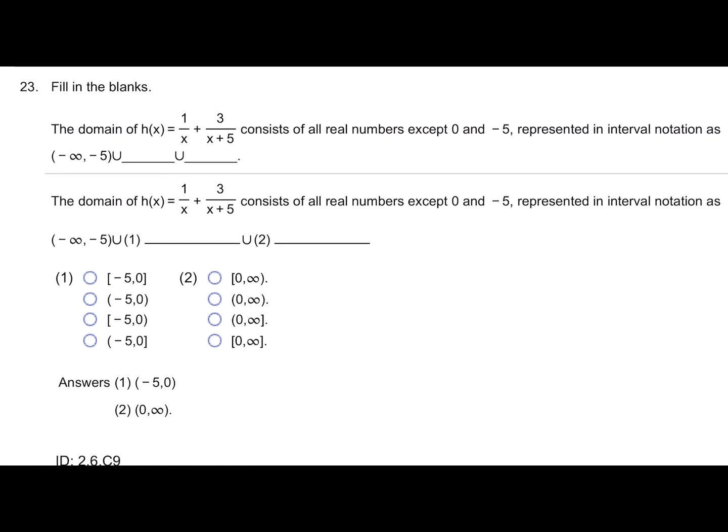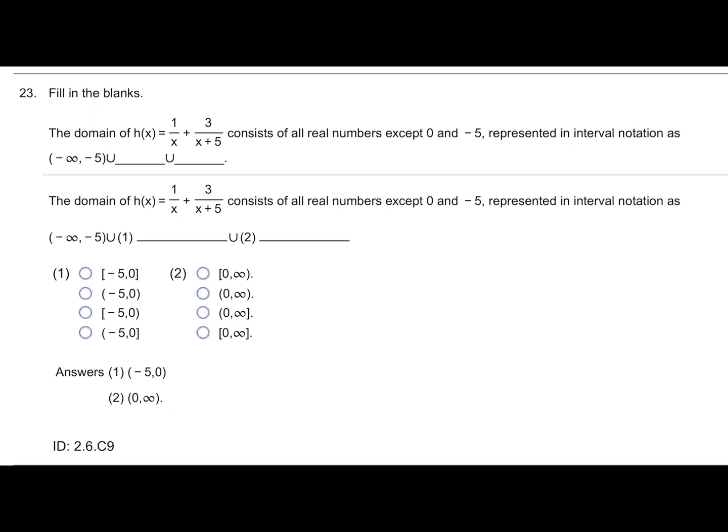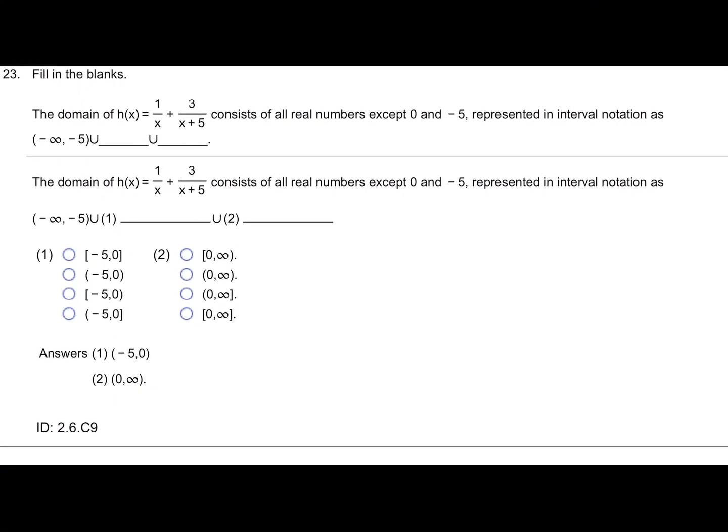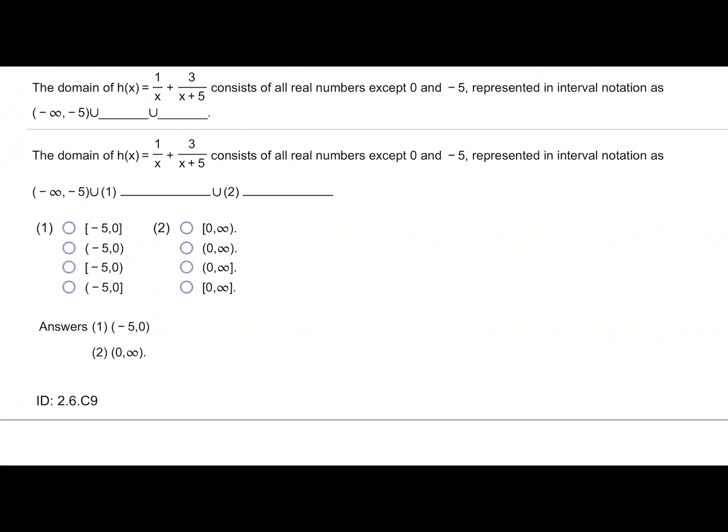This one is like the most examples. If you have anything that creates a 0 in the denominator, you must eliminate it. So I'll let you work that one out.